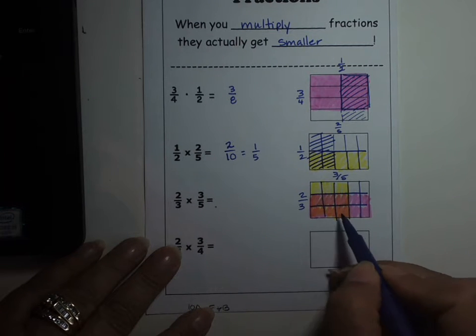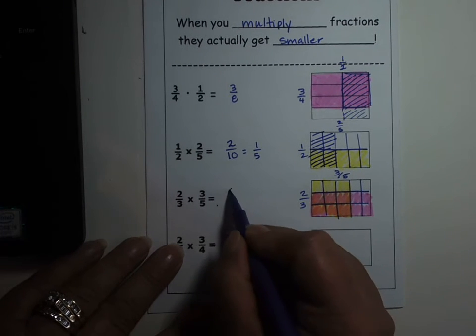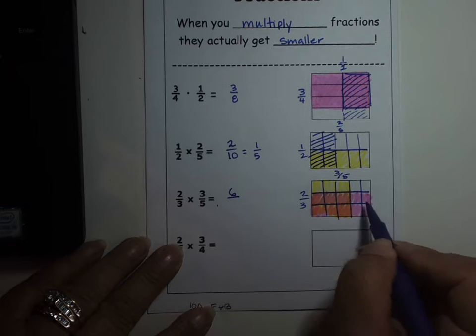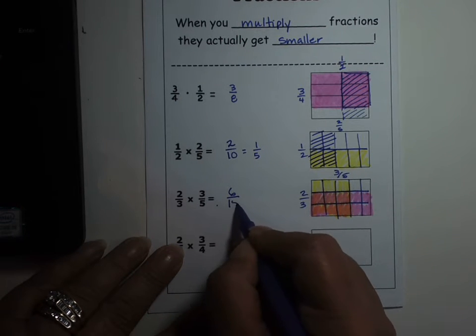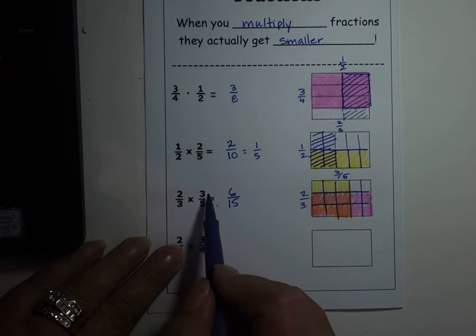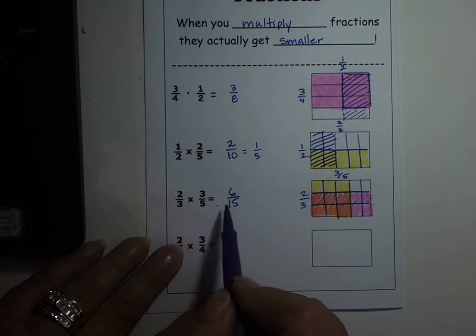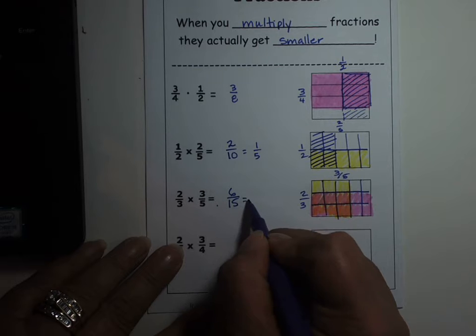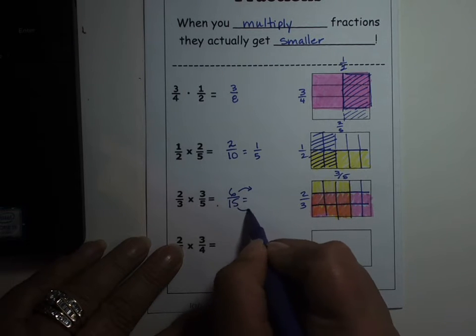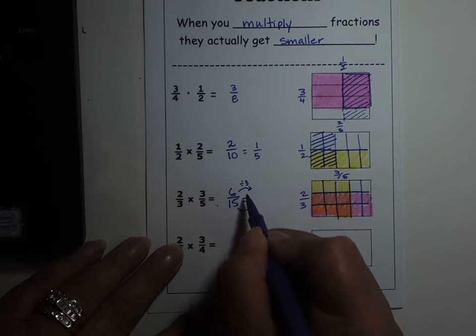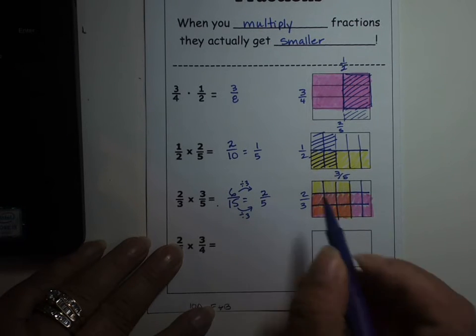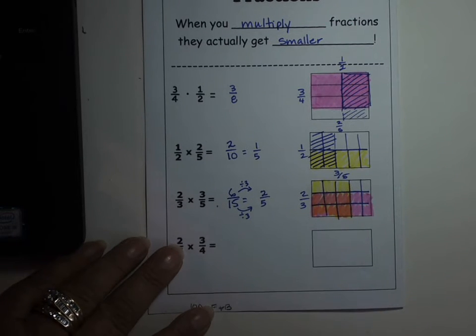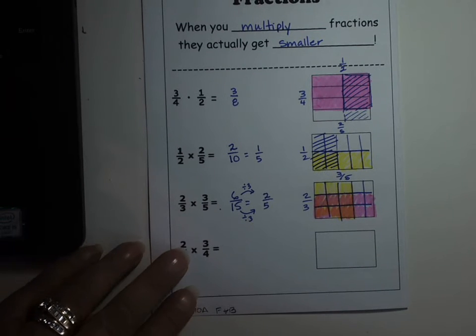They overlap right here. So that is 6 out of a total of 5, 10, 15. If you multiply, 2 times 3 is 6, 3 times 5 is 15. We do have to simplify. They are both divisible by 3, so we get 2/5. Right here is equal to 2/5 of the whole.